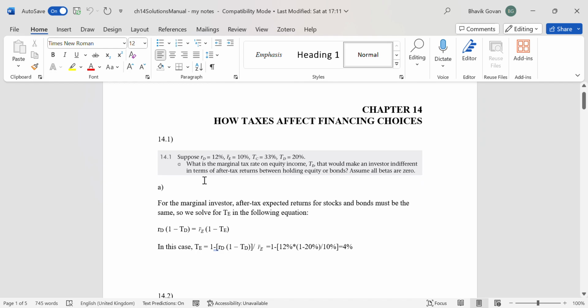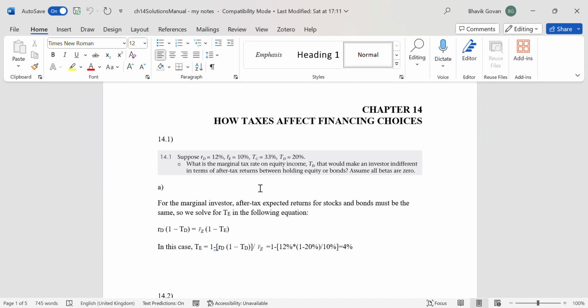So suppose the RD is 12%, RE, so they give you the cost of debt, cost of equity, the corporate tax rate, and the debt tax rate. And then they say, what is the marginal tax rate on equity income, TE, that would make an investor indifferent in terms of after-tax returns between holding equity or bonds, and then they say assume that all betas are zero. So that basically means that the risk is zero.